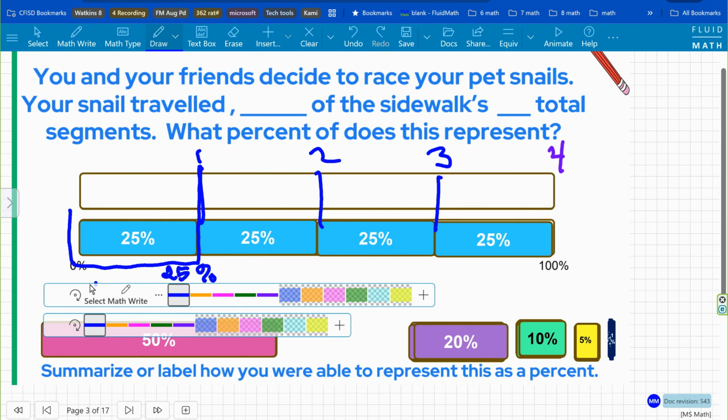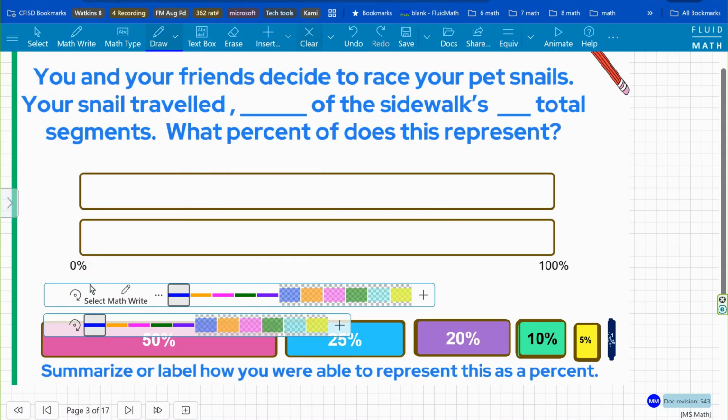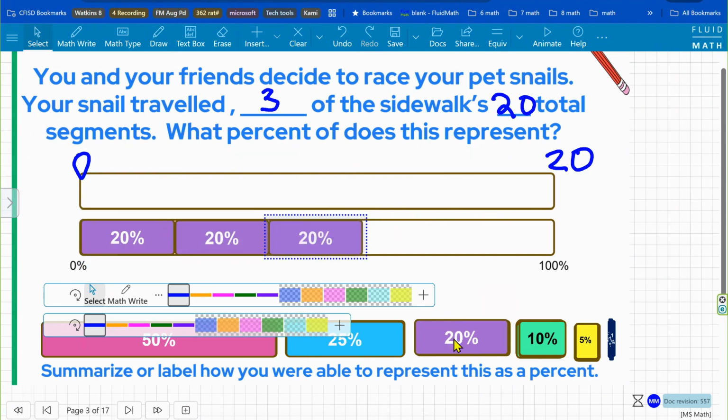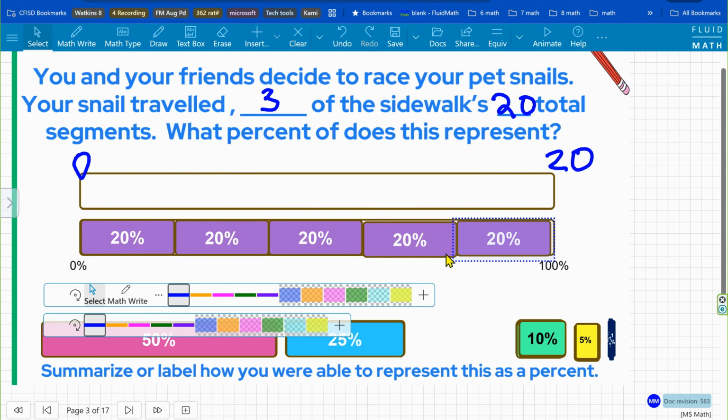Okay, now let's connect it to another example. Let me clear the page. In this example, I'm going to use 3 out of 20. So my start line is 0, and I'm going to end up at 20. A common factor of 20 is 5, and a common factor of 100 is 5. So let's break this into 5s. Each one of my sections is now valued at 20, and I'm going to go 3 out of 20.